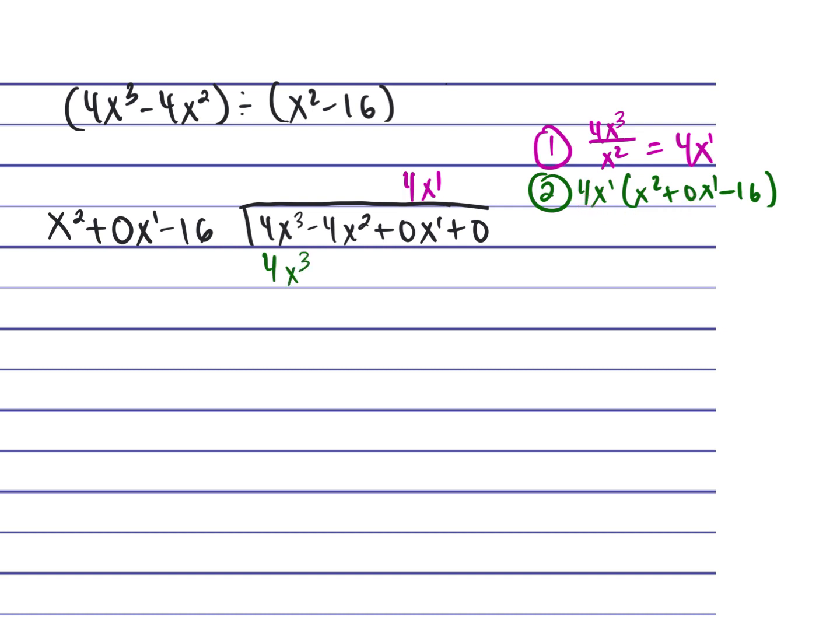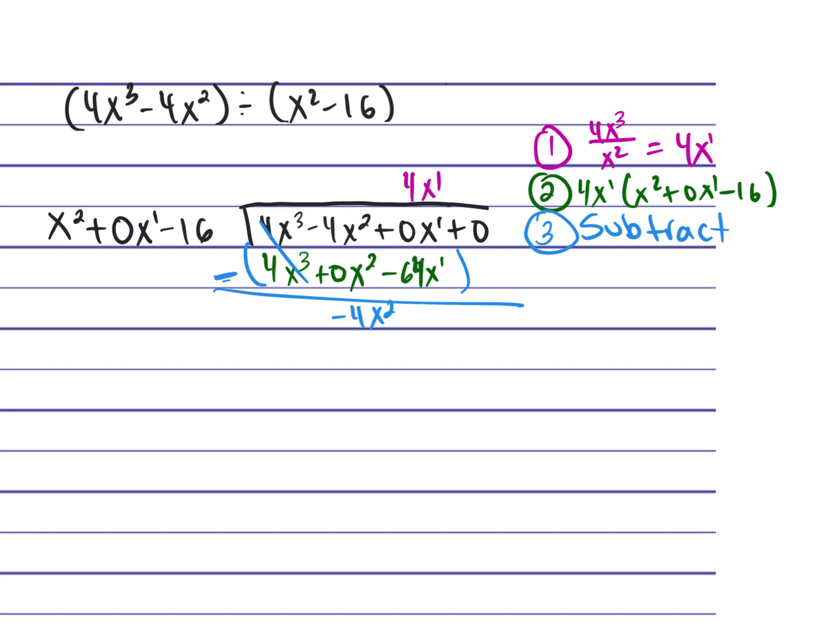Here, 4 times 0 is 0, but I'm going to write it down because it's my placeholder. We can't get rid of it. x and x is x squared because we add the exponents. Here, 4 times negative 16 is negative 64. And bring the x because we can't get rid of it. So now I'm set up for my next step, which is to subtract. The 4x cubed cancels out nicely. Negative 4 minus 0 is just negative 4x squared. And 0 minus negative 64 becomes a positive 64x. Now we're at the last step for this round, which is to bring down that 0.